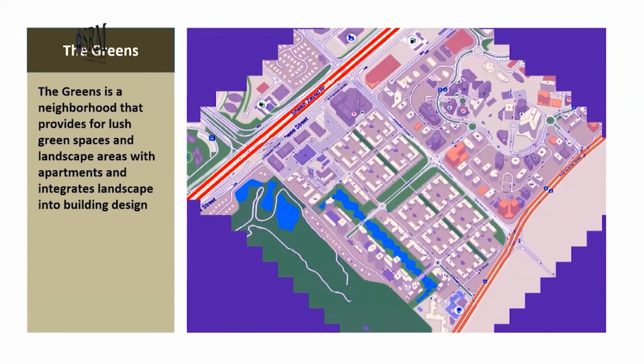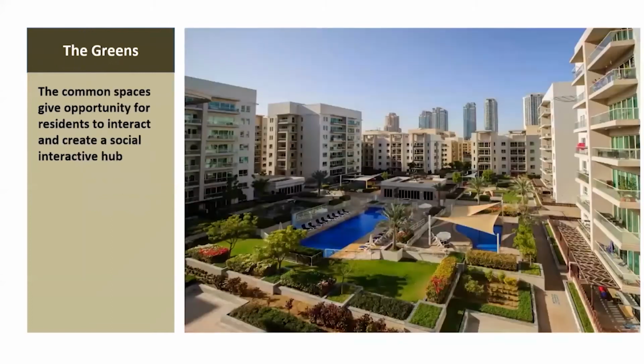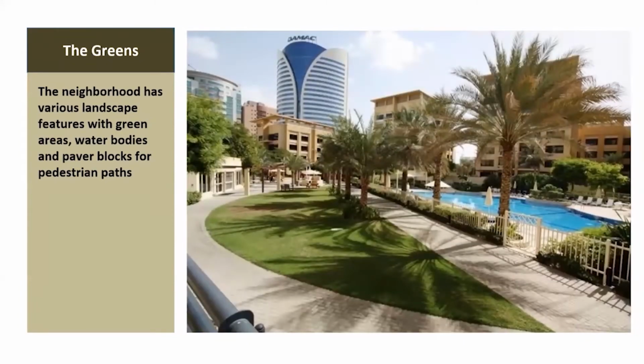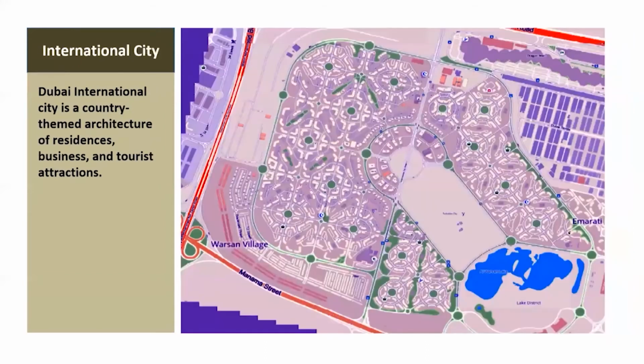Greens is a neighborhood that provides lush green spaces and landscape areas with apartments and integrates landscape into building design. What you see here are the layouts, which are in cluster form with central spaces that have landscaping features, which include water bodies and green areas. You can see the central connected space, which is like a social interactive hub for people. This overlooks the water body with a lot of spaces for pedestrians to walk around and creates a microclimate because of all these landscape features.